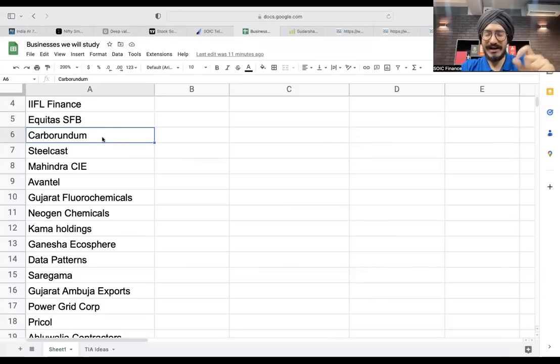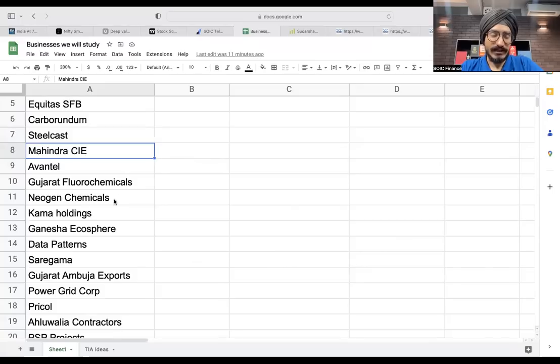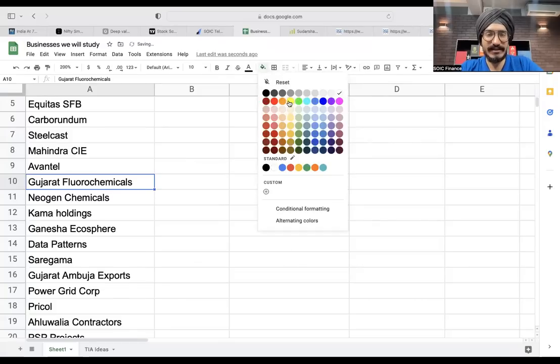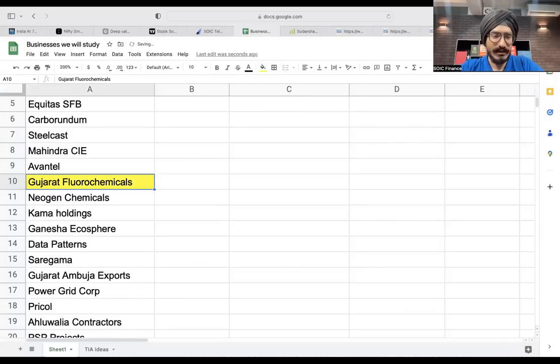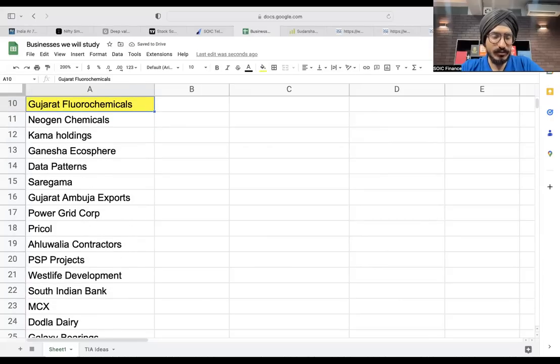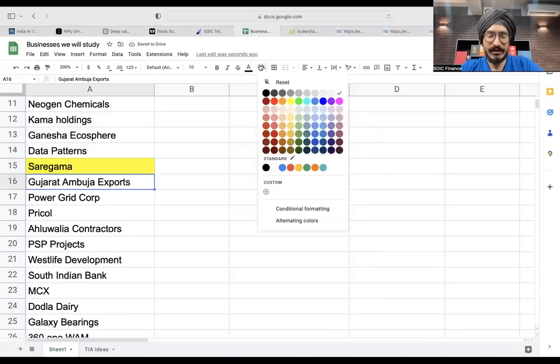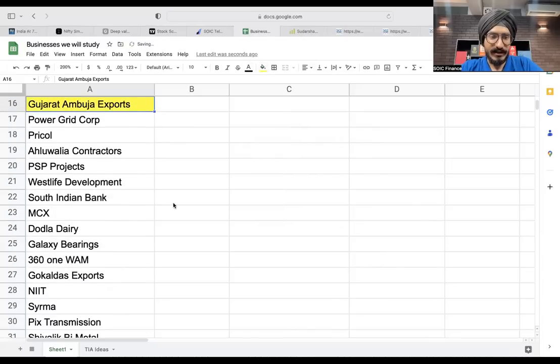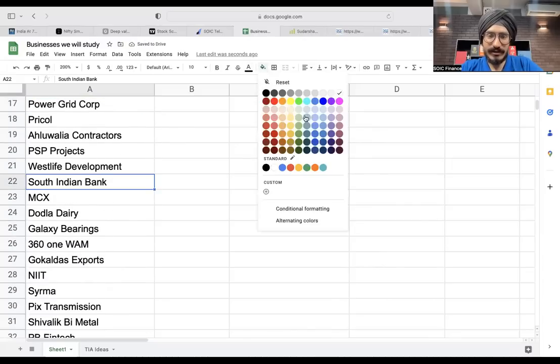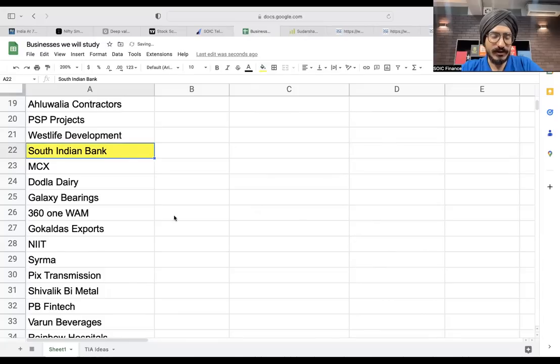Then कार्बोरंडम currently थोड़ा सा valuation ज़्यादा है, तो उसको थोड़ा discussion पे रोक देते हैं. But यहाँ पे जो एक interesting business discuss करते हैं, which we recently had a session on, is Gujarat Fluorochemicals, and it has also corrected some 20-25% from the peak. Then we'll also try to take up a discussion on Saregama because a lot of questions over here. Then Gujarat Ambuja Exports पे करते discussion, a lot of questions over here, right? And interesting में South Indian Bank पे let's have a discussion, right? Because that is also corrected.